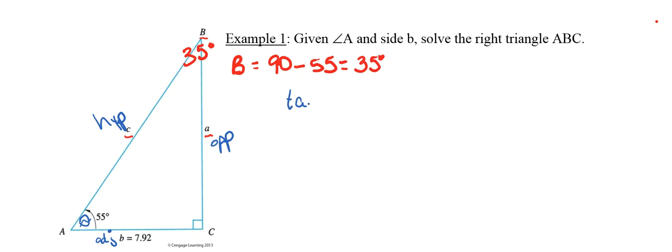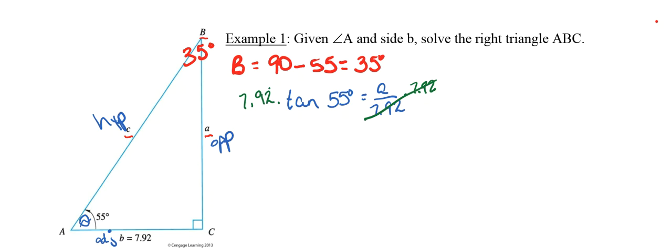So let's see what I know. Tangent of 55 degrees equals, tangent is opposite over adjacent. I don't know opposite, so I write an A. I do know adjacent, that's 7.92. So I actually only have one variable. If I have one variable, I can solve the equation. So I'm thinking back to my algebra. I am currently dividing by 7.92, so I'm going to multiply by it to eliminate it. If I do it on the right, I have to come over here and do it on the left.